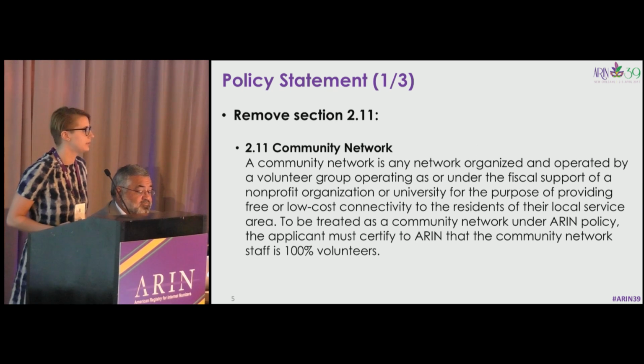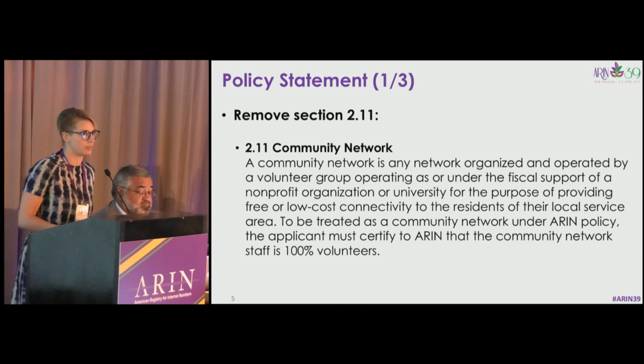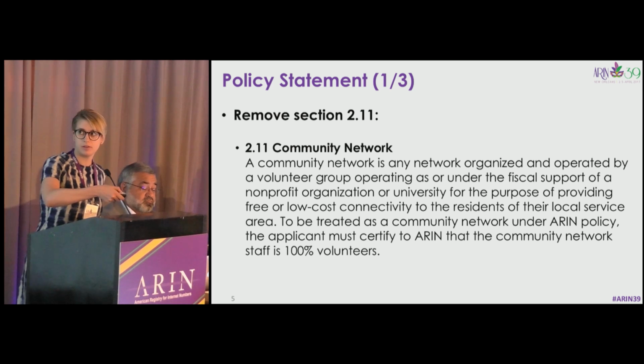So the policy statement basically just removes all mention of community networks in the NRPM. So this definition that I just read out would be coming out.